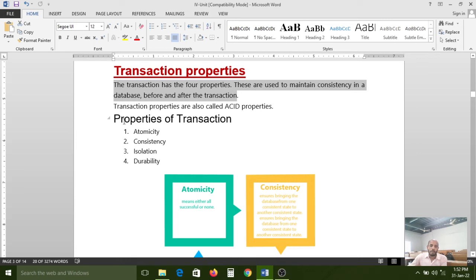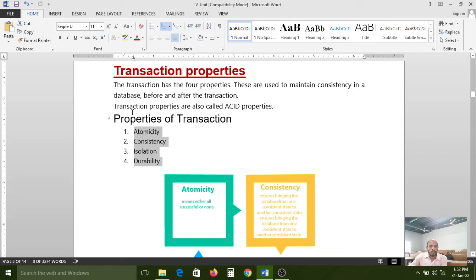So what are the properties we have? Four properties we have. What are they? Atomicity is the first one, consistency is the second, isolation is the third, and durability is the fourth. These four are transaction properties.